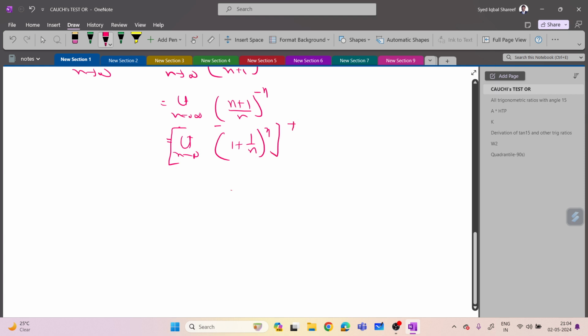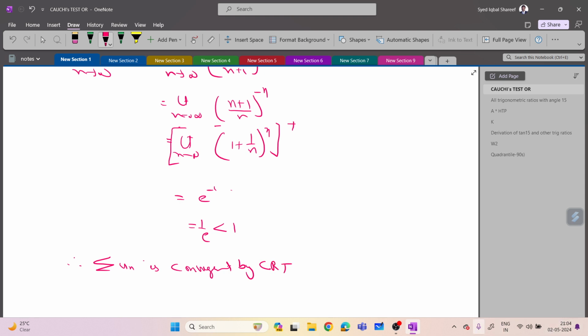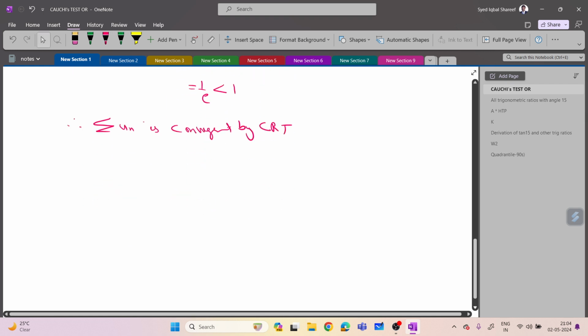The limit as n tends to infinity of 1 plus 1 by n whole to the power of n is e. So e to the power of minus 1. E to the power of minus 1 is 1 by e. 1 by e is less than 1. Therefore, the given series un, being less than 1, is convergent. How can you say? By the Cauchy root test, CRT, Cauchy root test.